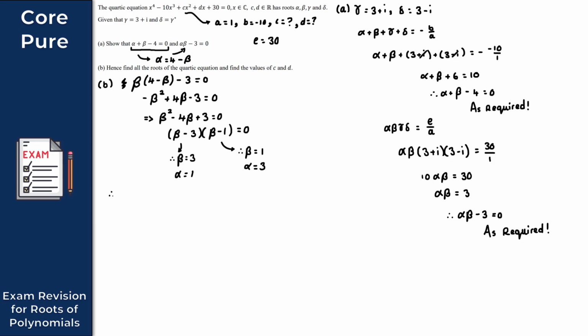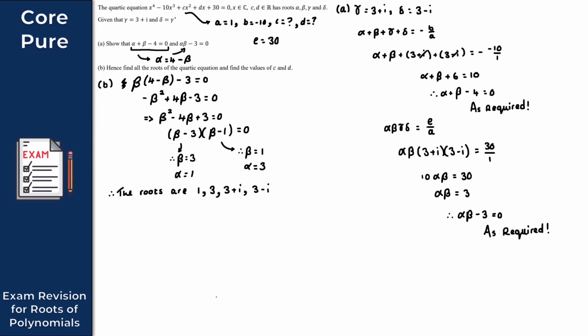So in that case then, what we can say is the roots are given as 1, 3, and we also get the two roots given in the beginning of the question, right? So 3 plus i and also 3 minus i there. But we're not finished here because what we also need to do is find the values of C and D. So how do we do that?